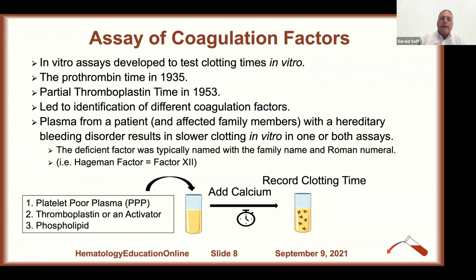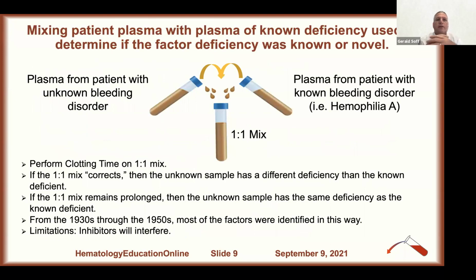So these tests were developed and really were instrumental in clarifying that there were multiple clotting factors, because they would take plasma from a patient, and if it was prolonged, there was presumed to be a deficiency. And then what the hematologists did is they took plasma from a patient who had a deficiency, whatever it was, as an example, factor 8, and they would add plasma from a different patient with an unknown deficiency. And if the one-to-one mix corrected, then there was a concept of they were different factors because they could each correct each other. And that's sort of illustrated here.